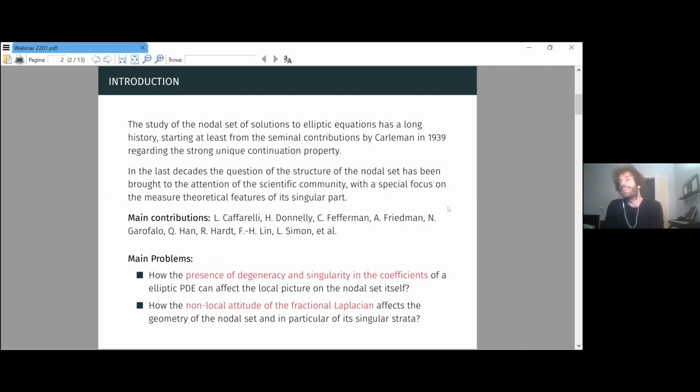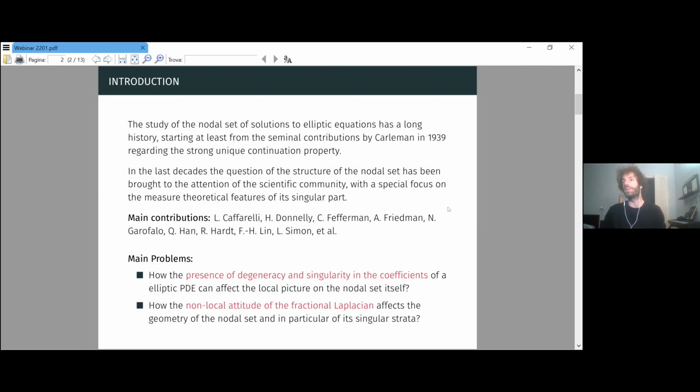The nodal set just means studying the set where the function takes value zero. It is a very classical problem. It was studied initially by Carleman, studying the problem of the unique continuation principle. But after that, many authors contributed to this kind of problem. Here I mention just a few results, which are actually the ones that Susanna showed us before: Caffarelli, Donnelly and Fefferman for the eigenvalue problem, Friedman, Garofalo, and so on.